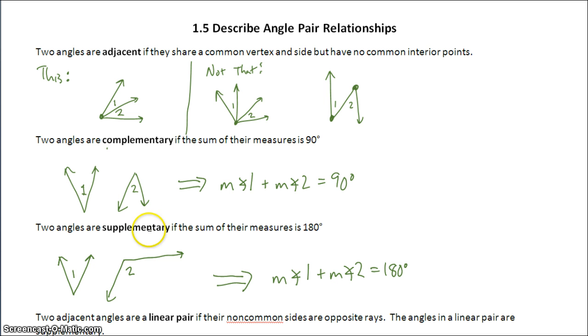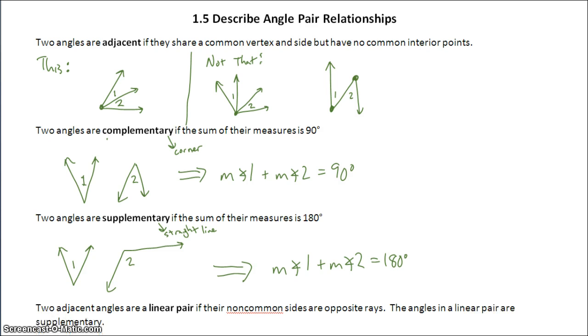Now, complementary and supplementary are often mixed up. The way that I keep them straight in my head, I think complementary, corner. And I think supplementary, straight line. A corner is 90 degrees. A straight line is 180 degrees.